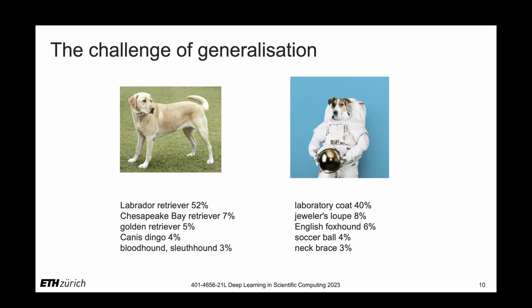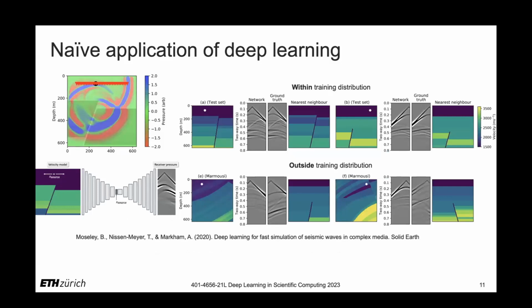Okay, so this really affects scientific applications. It's no surprise, really. This is an example of work that we did in our lab. We were trying to predict the seismic vibrations of an earthquake through the Earth. We just considered very simple Earth models, horizontally layered and faulted Earth models. The input to the network was just the velocity model of the Earth, and the output was a prediction of what the seismic wave field would be at a bunch of receivers on the surface of the Earth.